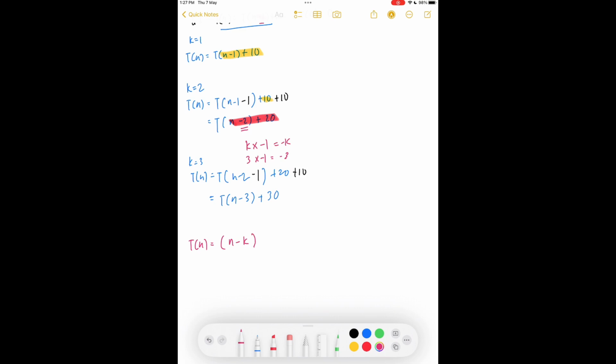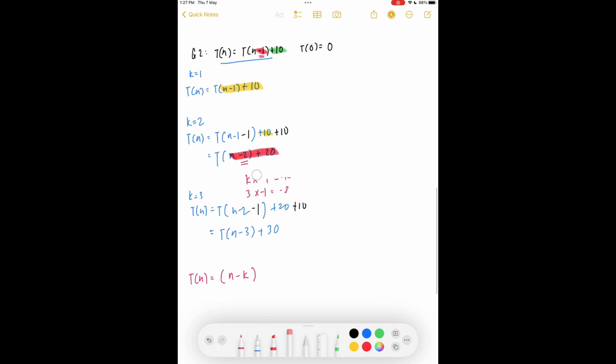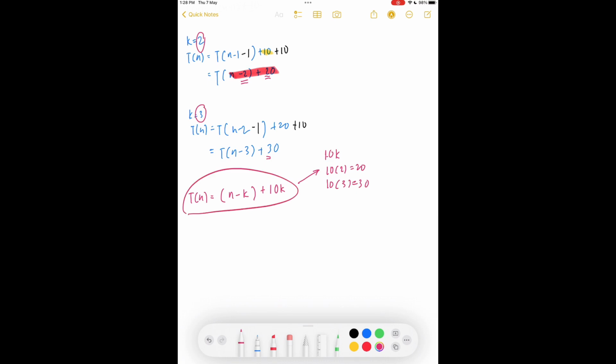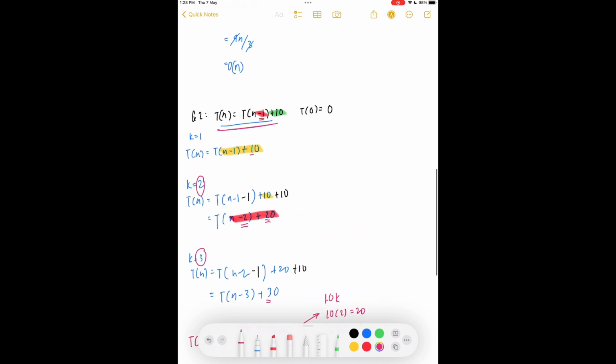Okay, now, what about the constant? What about the non-recurrence part? How do I determine it? It's simple. Do you see the pattern that's going on here? We have 10 over here, we have 20 over here, and we have 30 over here. When it's round 3, it will get 30. When it's round 2, we will get 20. So, the pattern here is literally 10k. Kenapa 10k? Because, contoh kalau kita dekat round 2, 10 darab 2, dapat 20. 10 darab 3, dapat 30. You see what is going on here? So this is the general equation of this thing.